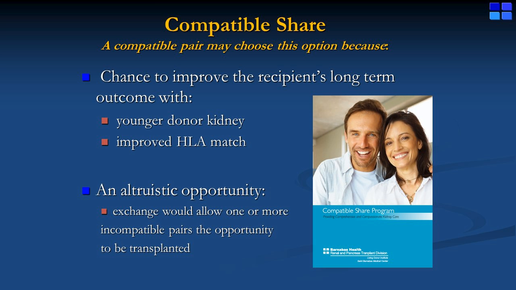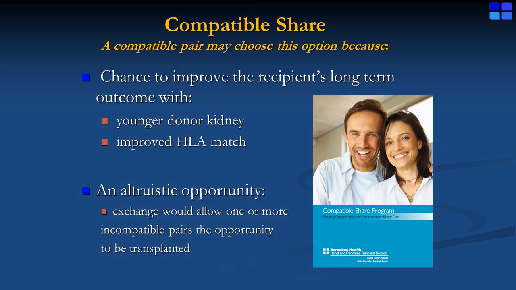So I've been mentioning our compatible share program. This is a program for compatible pairs who may want to participate in KPD. There's a lot of discussion around the country about asking compatible pairs to match. And why would they want to do this? To receive a younger donor kidney or an improved HLA match. And many pairs do very much like the altruistic opportunity to help incompatible pairs. Many compatible pairs don't even realize there's incompatible pairs. I know that seems illogical, but why would they know?